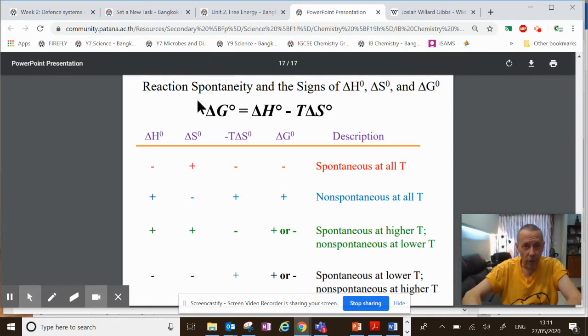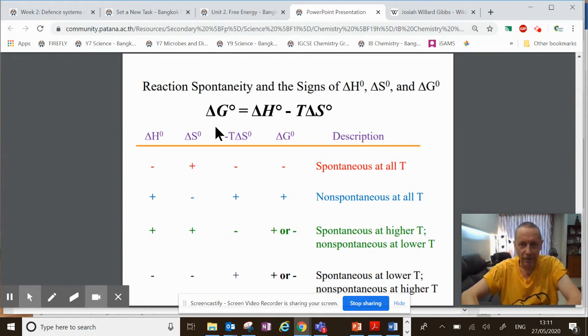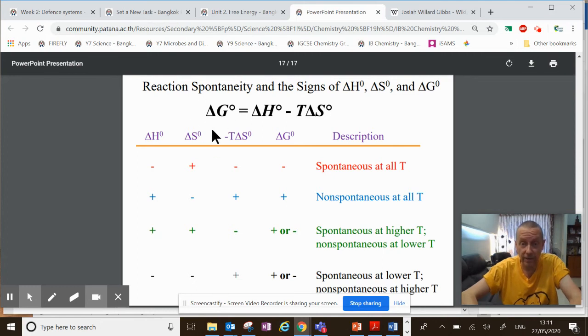Why? Because if you remember the meaning of this term, delta G, it was the negative of the temperature multiplied by the entropy change of the universe. And the entropy change of the universe, according to the second law of thermodynamics, must be positive. So if this is the negative of the entropy of the universe, this has to be negative for it to be a spontaneous process.